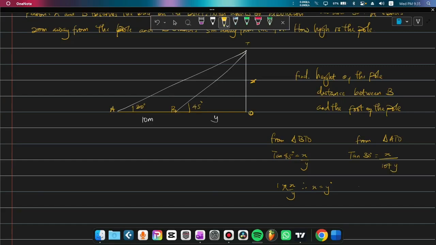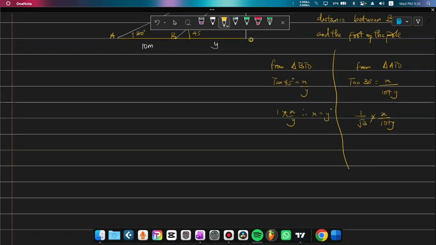And what is tan 30 again? You know that tan 30 is equal to 1 over root 3, equal to x over 10 plus y. Then if I cross multiply, what am I going to be having? Well, 10 plus y is equal to x root 3. Are we good? Now I can substitute. Let's call this equation 1, and I can call this equation 2.